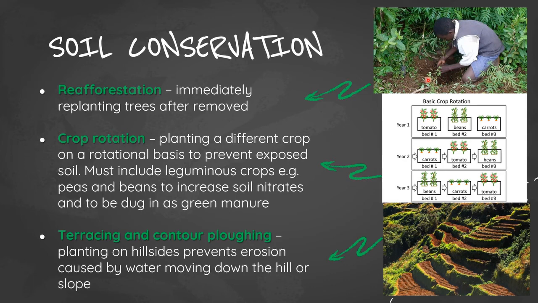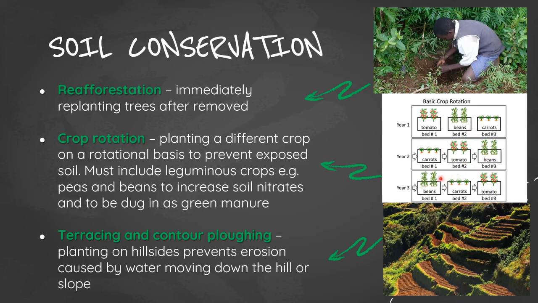Now, crop rotation is basically, as the name suggests, planting a different crop on a rotational basis. So you can see in the picture, year one we had on bed number one tomato, bed number two beans, bed number three carrots, and by year two we switched it up. So after the tomatoes were finished, we planted in carrots. Bed number two had tomatoes, and bed number three now had beans.